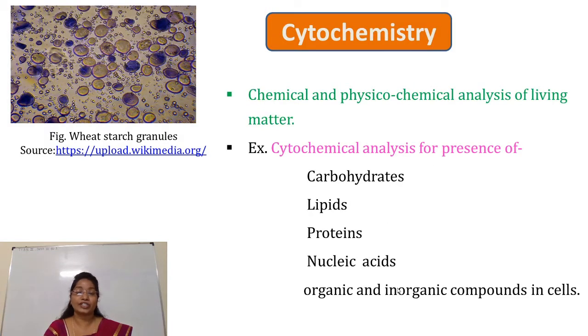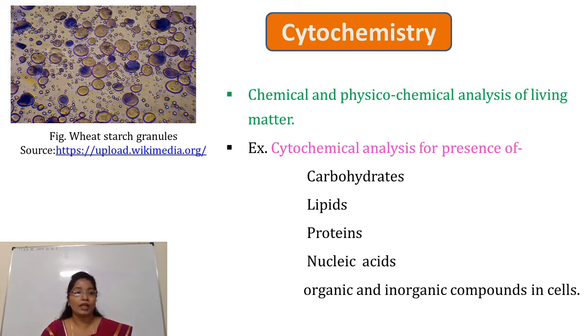The next branch is cytochemistry. In this branch, one can study the chemical and physico-chemical analysis of living matter. For example, if one wants to study the cytochemical analysis for the presence of carbohydrates, lipids, proteins, nucleic acids and various organic and inorganic compounds in the cells, then it has to be done under cytochemistry.